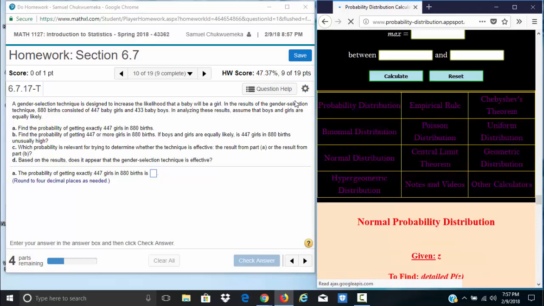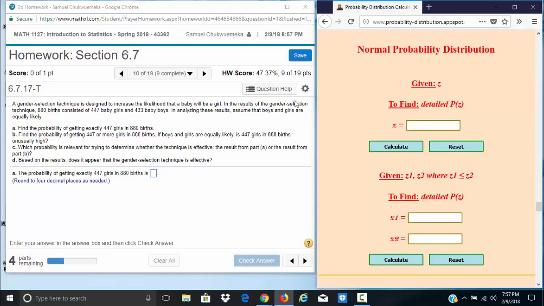Question 10. A gender selection technique is designed to increase the likelihood that a baby will be a girl. In the results of the gender selection technique, 880 births consisted of 447 baby girls and 433 baby boys. In analyzing these results, assume that boys and girls are equally likely. By that assumption, p will be 0.5, the probability of success is 0.5.